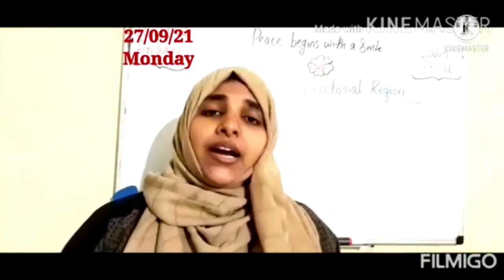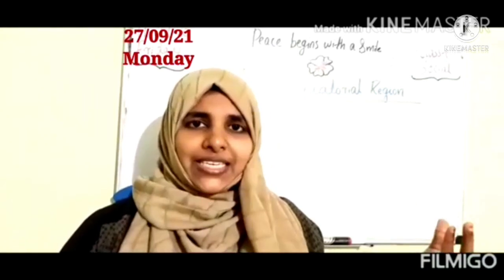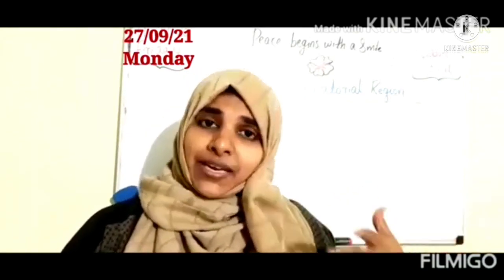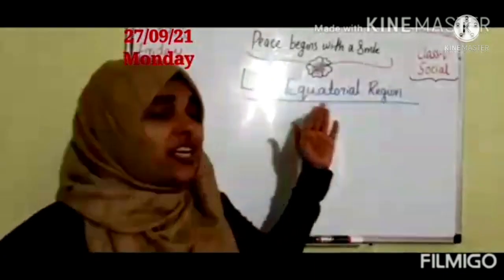So dear children, now I am going to teach you about the equatorial region in detail. We have to discuss what the equatorial region is, where it is located, what the main climate and vegetation are, and what the people's occupations are. Everything we will discuss through our new chapter, lesson 4, equatorial region. So all should listen carefully.